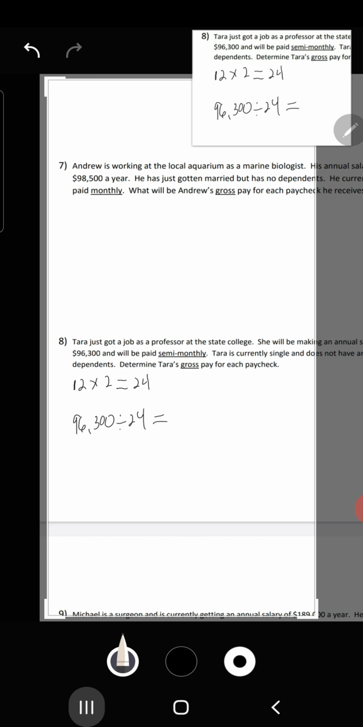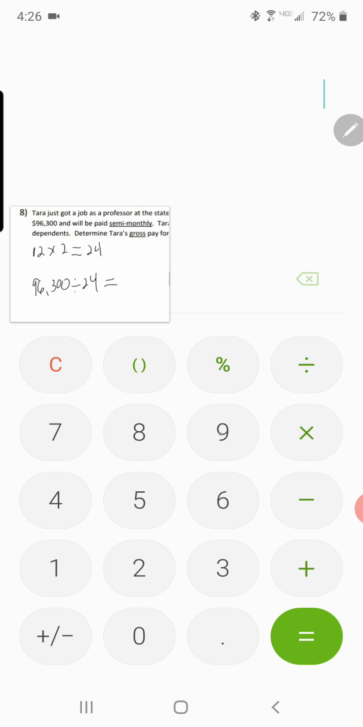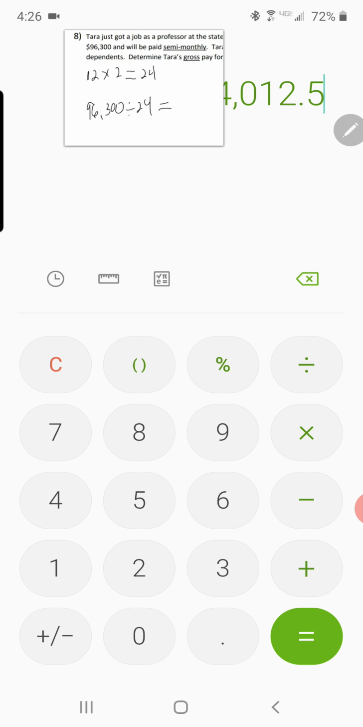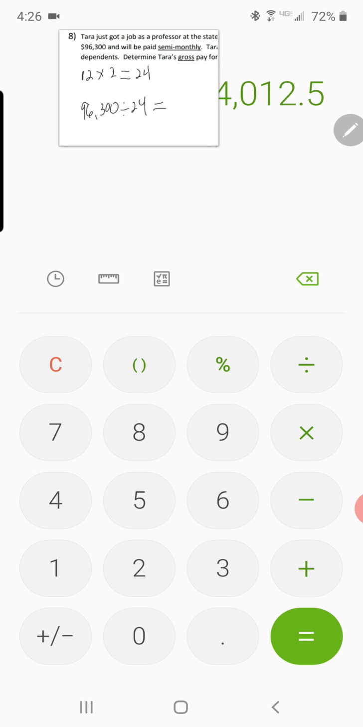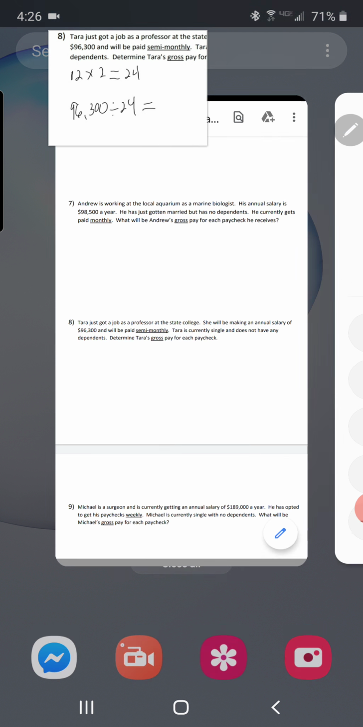Let me go over to the calculator real quick. Promise not to take too much longer. Got one more problem after this. So we've got 96,300 divided by 24. Boom. What she'll be making in gross pay is $4,012.50. Once again, make sure you put that 0.50 at the end. We do have to account for those cents. All right, so that's her gross pay.